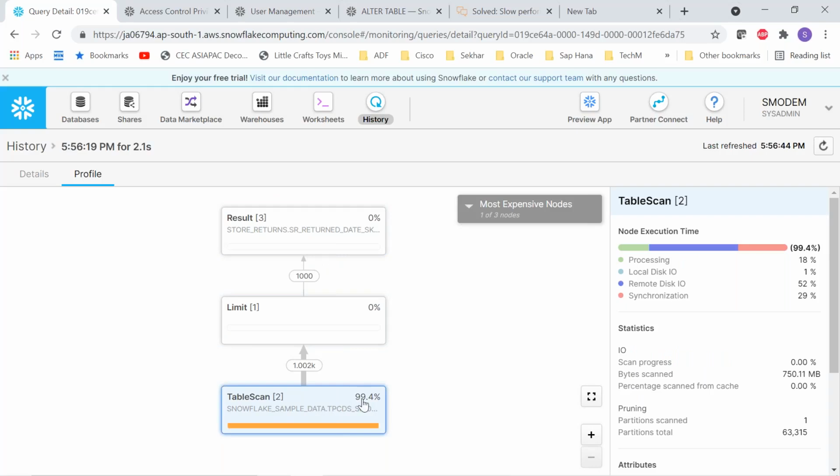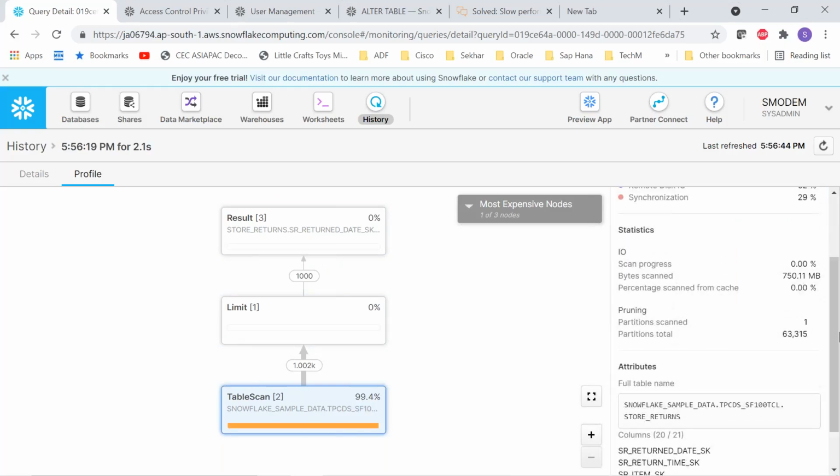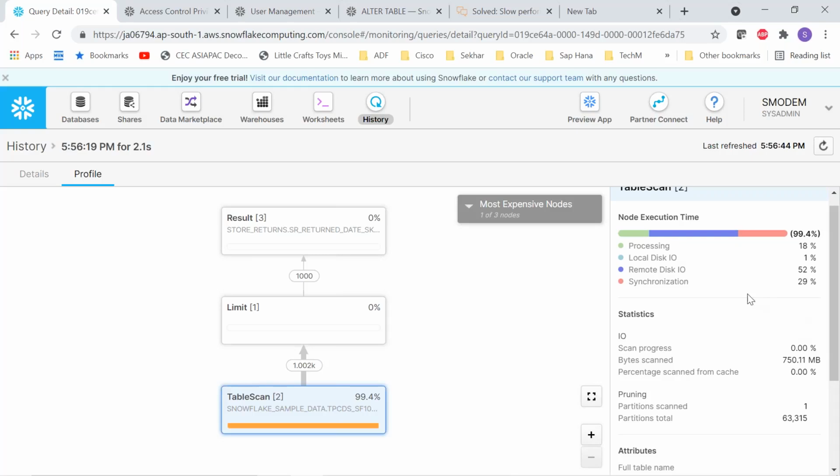So if you look at it, 99% of the time is spent on getting the entire data set, and this will show you how many partitions there are and how many partitions it scanned. It has scanned this many MB of data, and the percentage scanned from the cache: it did not get any data from the cache. And the synchronization. If you look at this remote disk IO, that means it went to the S3 buckets to get you the data. Remote disk means S3 buckets.